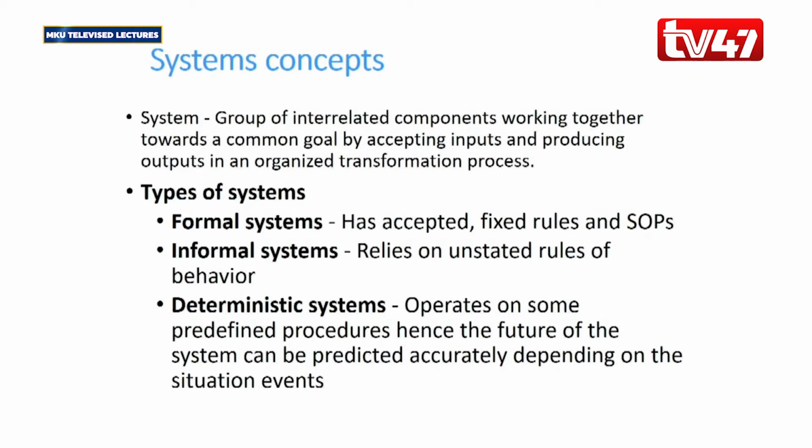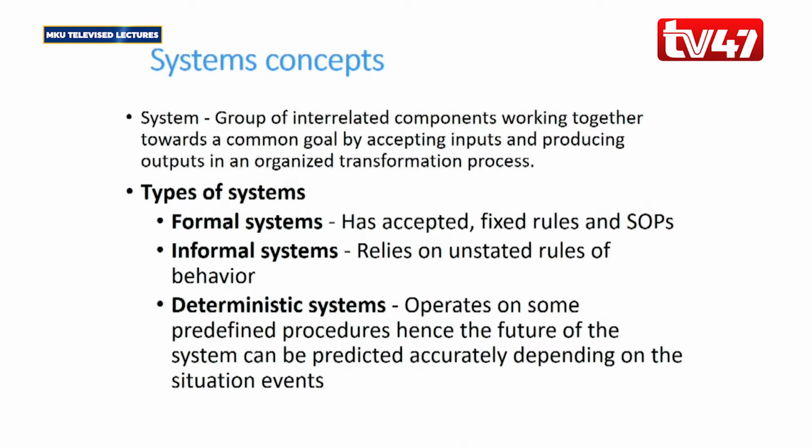So a formal system usually has some accepted and fixed rules and standard operating procedures. A formal system is usually structured. It must follow a particular set of rules. They're usually predefined rules that must be followed for a particular process to be executed so that some outputs are achieved. That is a formal system, well structured. There is a set of procedures that must be followed in order to get some output.